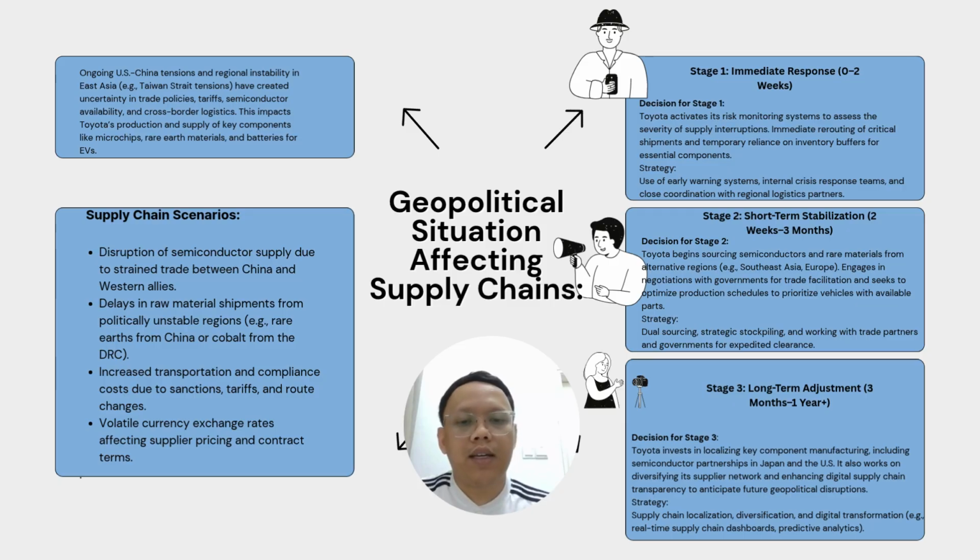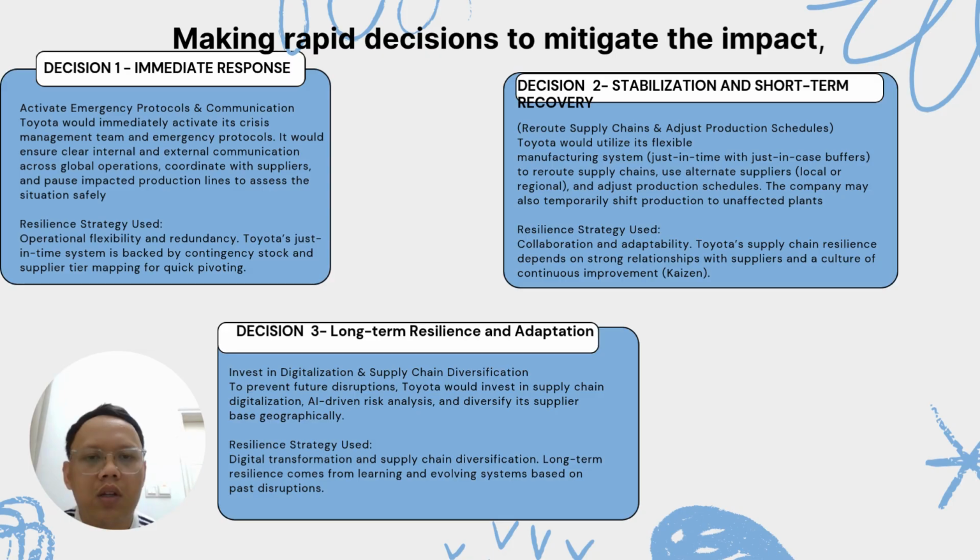Additionally, issues like logistic problems and changes in trade policy have led to disruption in shipment, while volatile currency exchange rates have affected raw material costs. All of these factors make it even more challenging for companies to maintain smooth supply chain operation. Making rapid decisions to mitigate the impact.